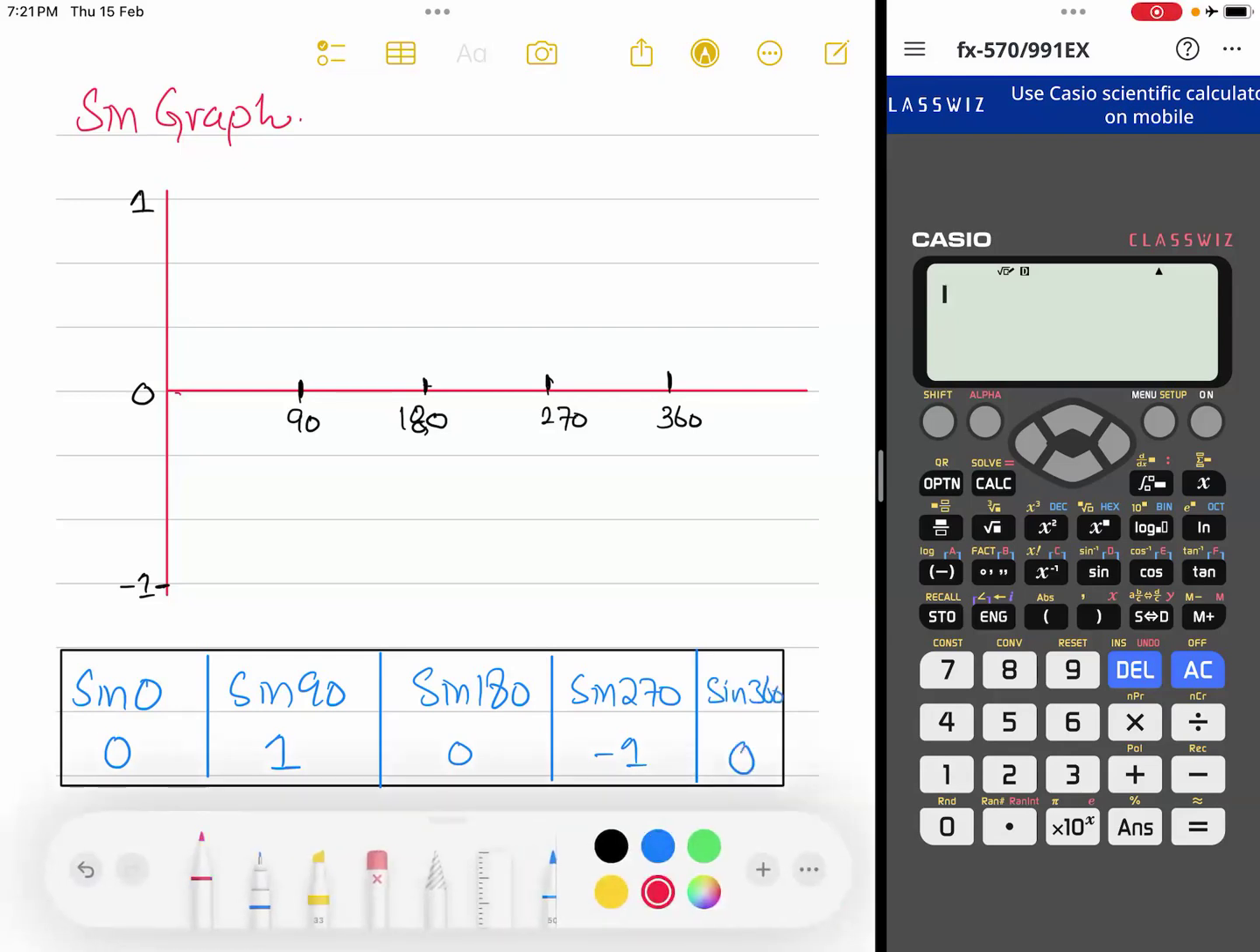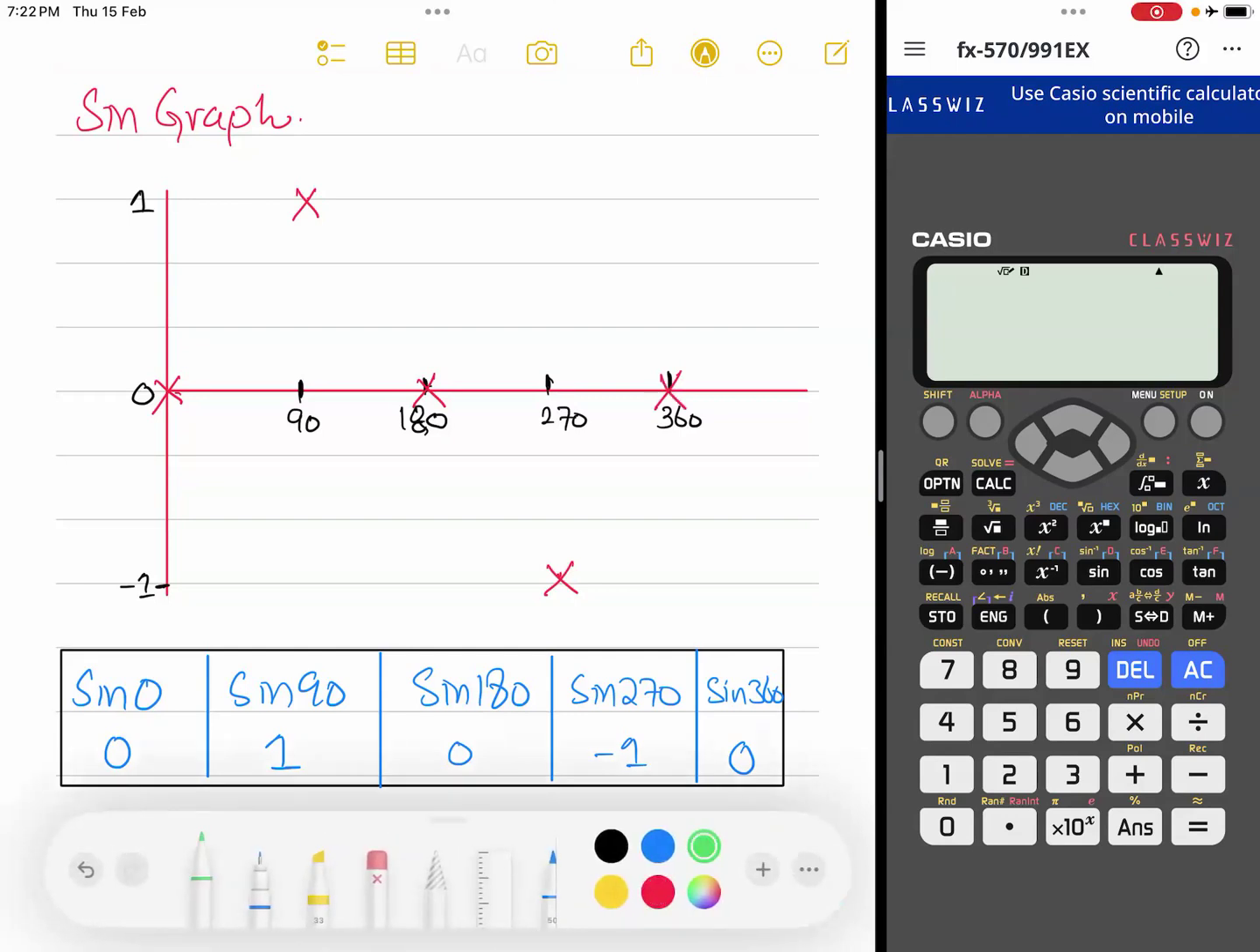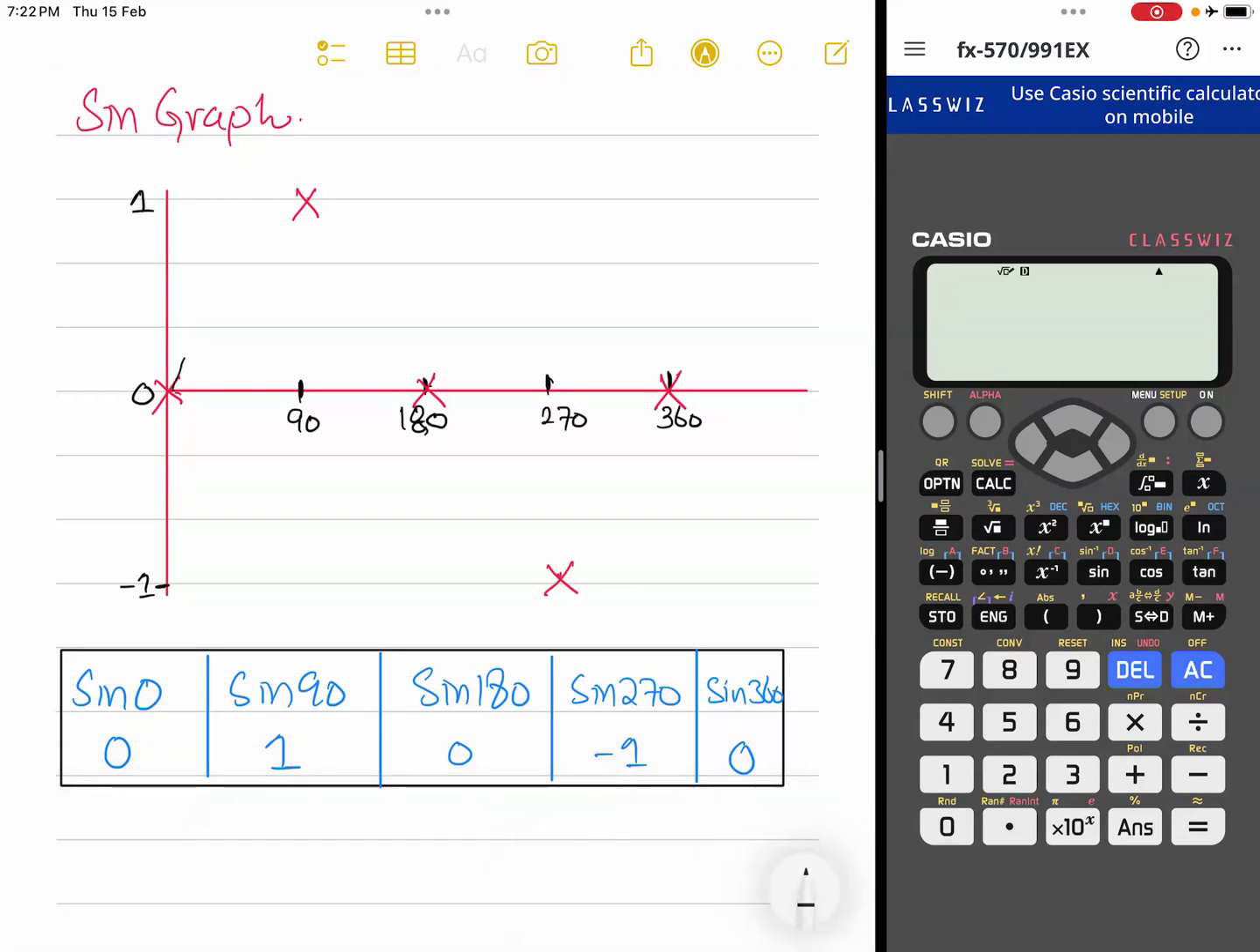Now let's plot these values. Sine 0 is 0. Sine 90 is 1. Sine 180 is 0. Sine 270 is -1. And sine 360 is 0. Now we have to connect this. So it's a curve. Remember that it is not a line graph. So you have to go like that. Turn your curve like this.